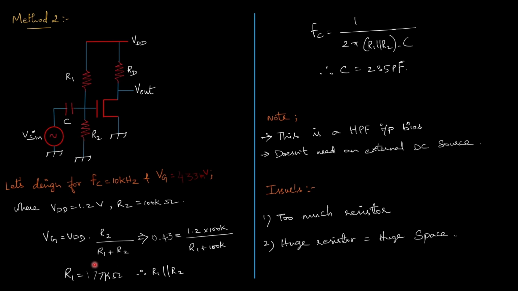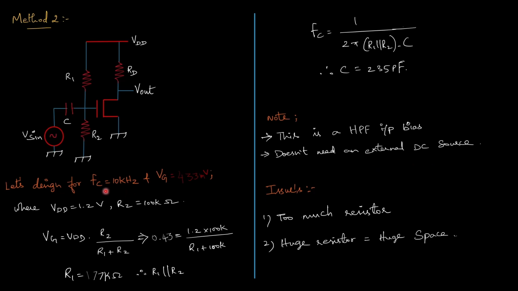Here the gate voltage is given by this formula and now the transistor can bias itself directly from the power supply. The coupling capacitor and the parallel combination of the resistors R1 and R2 again create a high pass filter. And it also doesn't need an external DC source. So now let's try to design one.